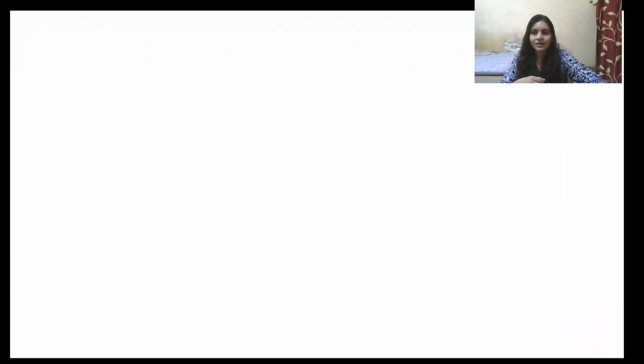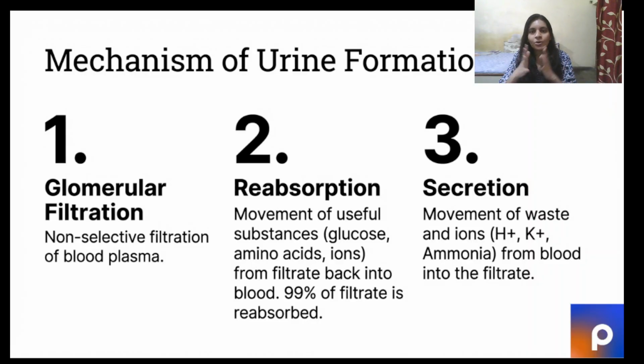Alright, ma'am, now I understand the structure of kidney. So, what is the basic mechanism of urine formation? There are three processes that explain it. Not one of them is happening alone, all three are happening together to form efficient urine. So first one is glomerular filtration.